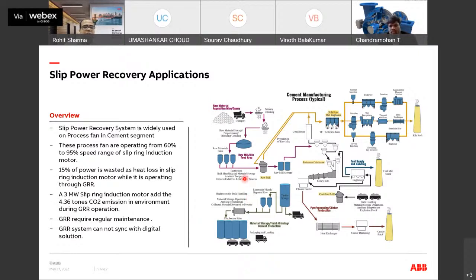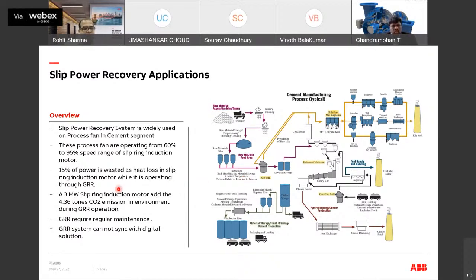So in this application we can use the IGBT based slip power recovery system. As the generations evolved, first it was operated through GRR, which is still being used. Second, it used the thyristor based cascade system, which is also used to some extent, but it has certain limitations. And the recent one is the IGBT based SPRS system, which has its own benefits.